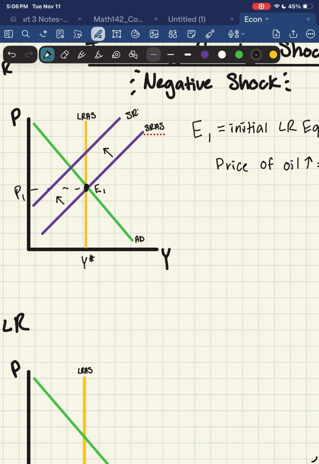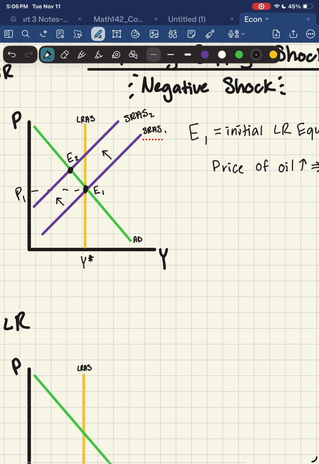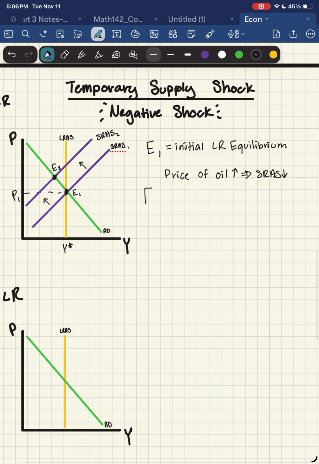And we will label this one SRAS2, and then label our new equilibrium, our short run equilibrium, E2. And then, like I said, E2 is going to be the new short run equilibrium. And then we will just label each of the outputs. Output 2 is Y2, and then price 2.